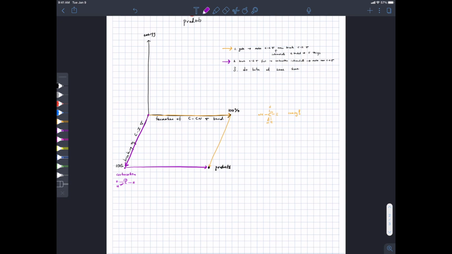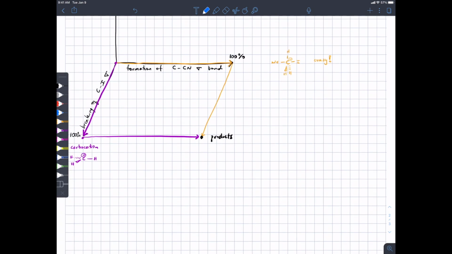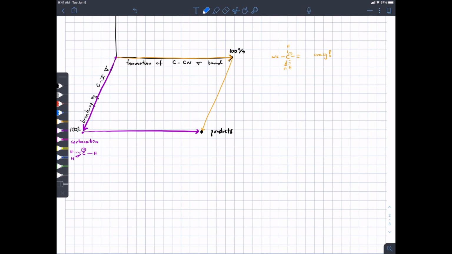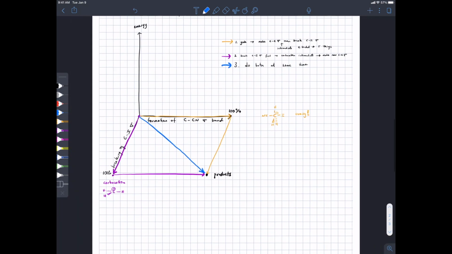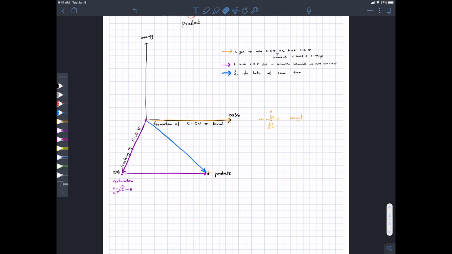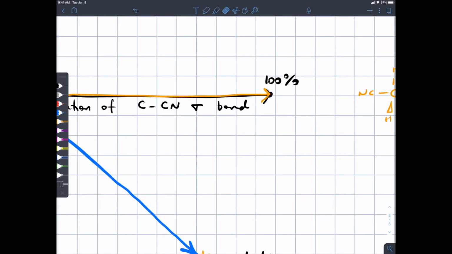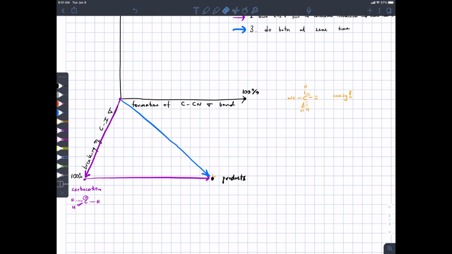And then our third and final option that we came up with, the one that actually operates here, is we do both at the same time. So what arrow should I draw there? Sort of just diagonal across, breaking the old bond as we form the new one. Okay. So those are three different pathways that start at our starting materials and end at our products. I told you that the orange one is outlandishly unlikely, so we're going to erase that and not worry about it anymore.